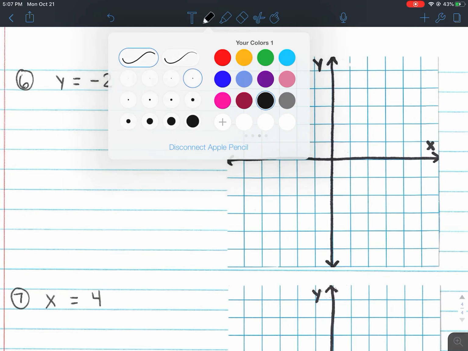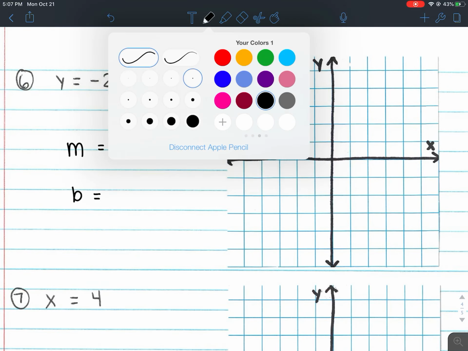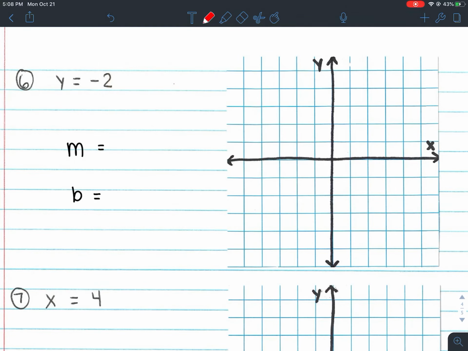Okay, so moving on to number 6. So here I forgot to ask for the slope and the y-intercepts. Let me go ahead and put those down, so m and b. Okay, so this one says y equals -2. So I'm going to look at my y-axis because it says y equals, and then it says -2. So I'm going to put a point at -2 on the y-axis.